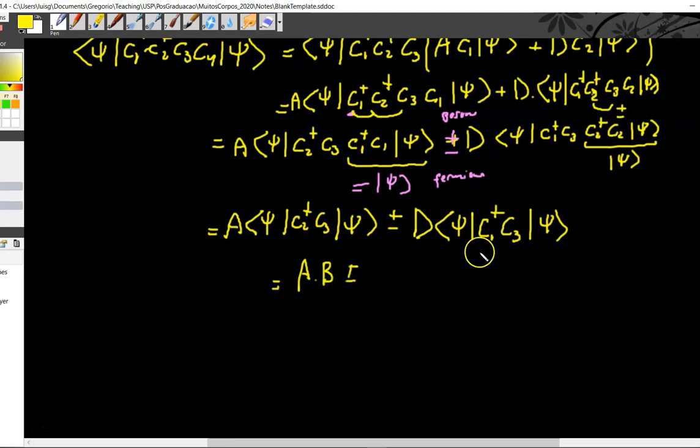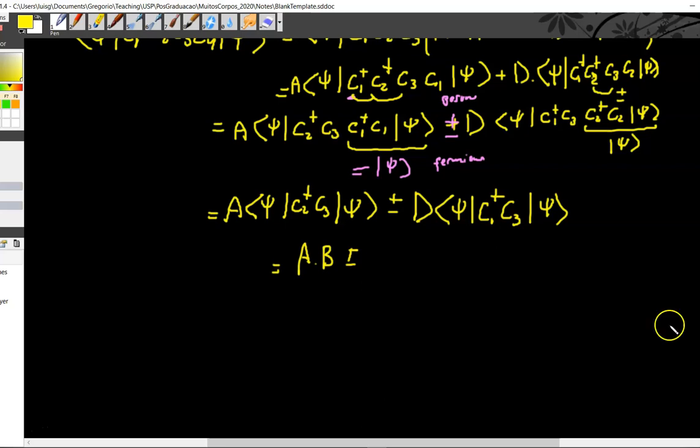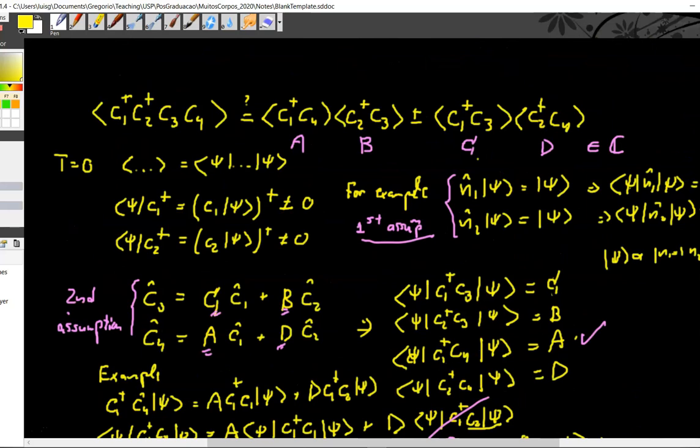And the expected value of C1 C3 is C, times D. Which, well, completes our proof. Well, not a proof, but at least for this case it works. But we got exactly what we want. We showed that this is AB plus or minus CB times D.